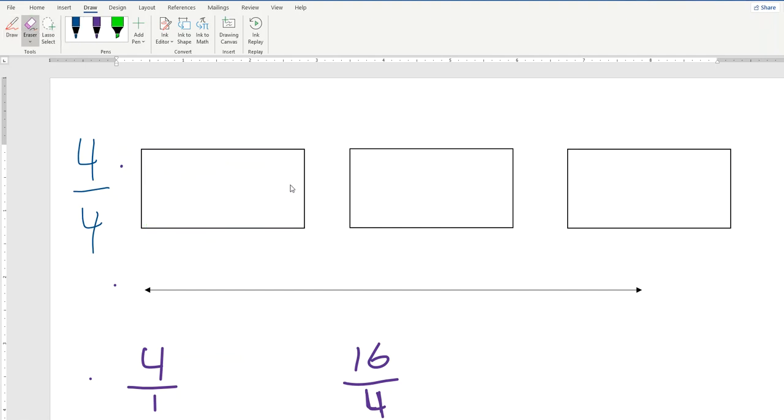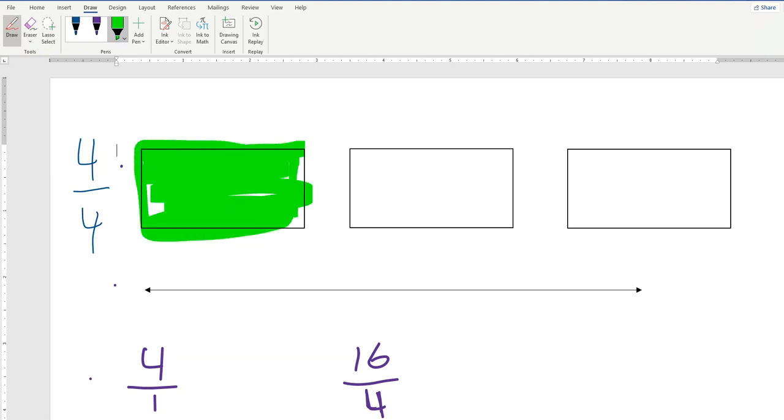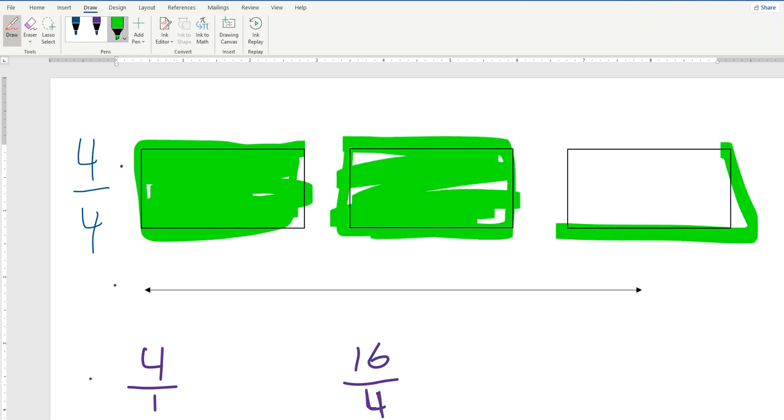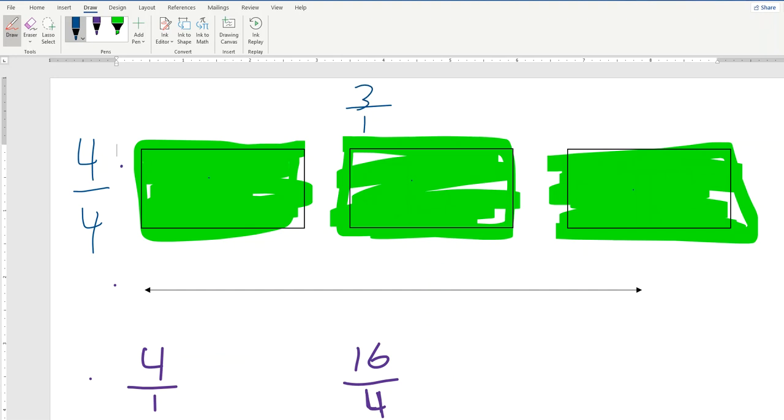Let's try that again, but a little different way. What if they were just shaded in? Let's say that one's shaded in, this one's shaded in, and this one's shaded in. Well, how many pieces is it broken into? It's broken into 1 piece. How many pieces are shaded? 1, 2, 3. So 3 out of 1 are shaded. So what does this equal? This equals 1, 2, 3 wholes. So 3 over 1 equals 3 wholes.